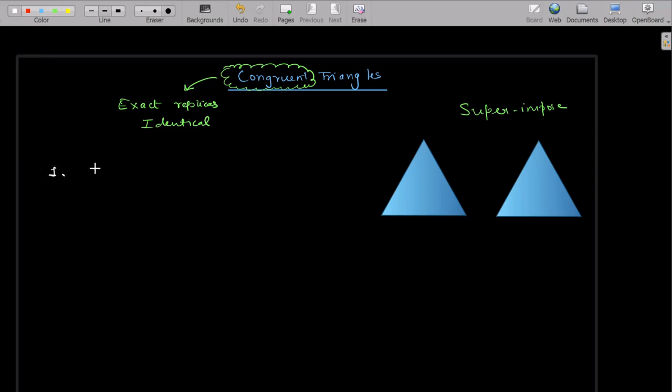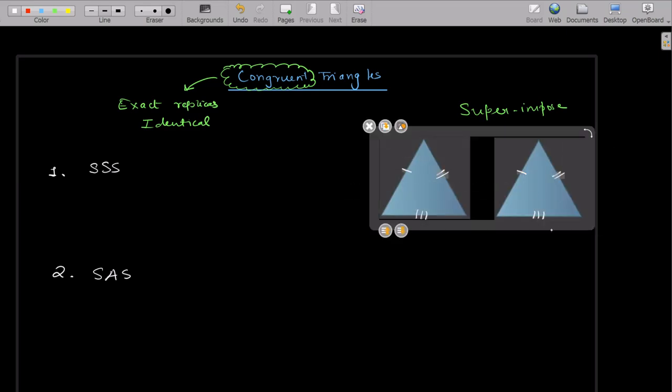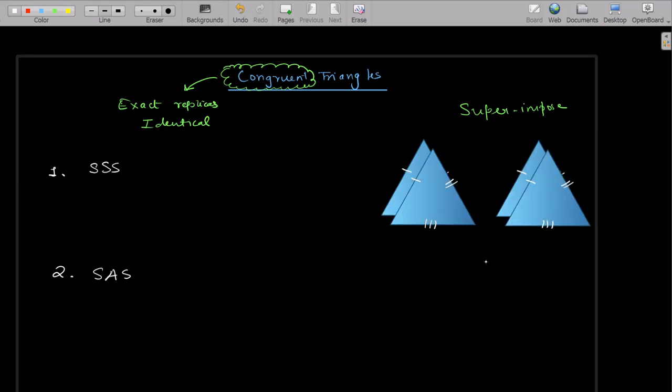The first one is called SSS. SSS means if all the sides of one triangle are congruent to all the sides of another triangle. So if this side is equal to this one, this one is equal to this, and this one is equal to this, then the two triangles will be congruent. The second one is SAS. Can you guess what SAS will be? Side angle side.